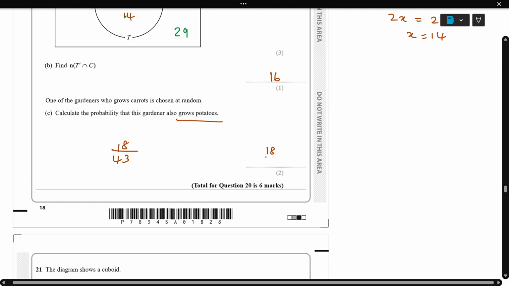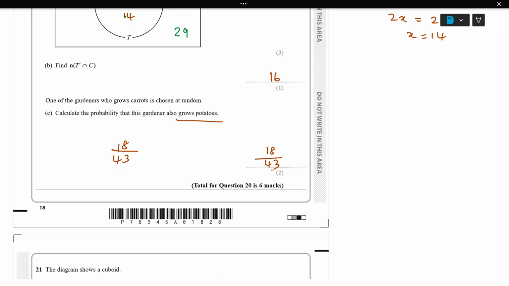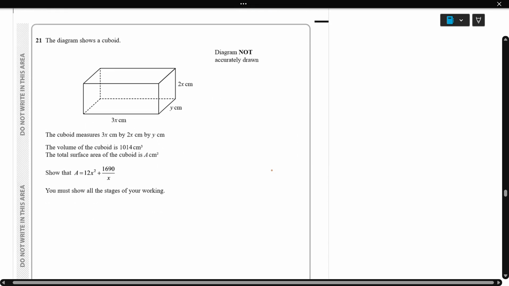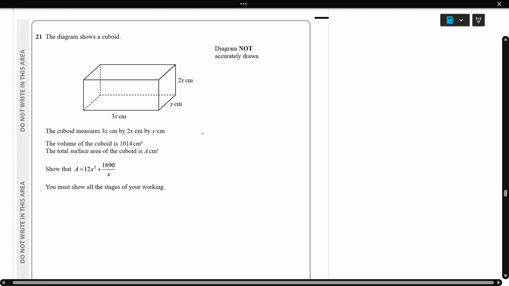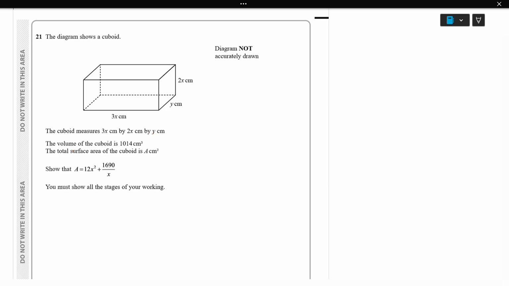So 18 over 43 is the answer. Next, question 21. The diagram shows a cuboid. The cuboid measures 3x, 2x by y. So the volume of this cuboid is given. Total surface area is A. Then show all your working.